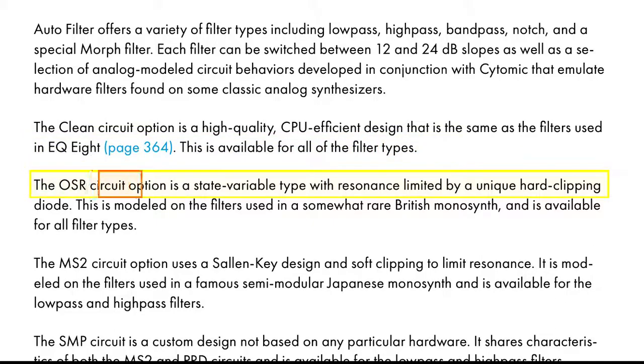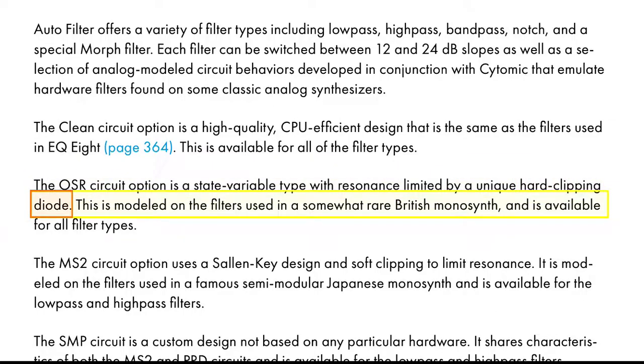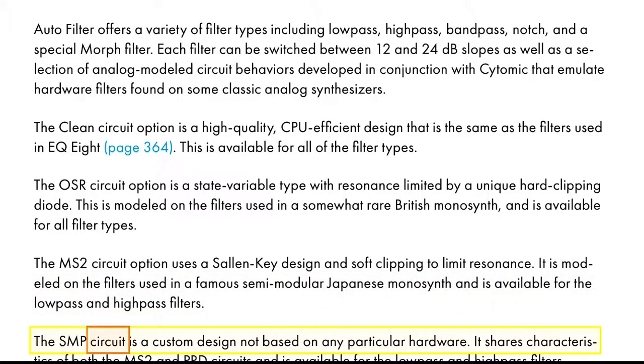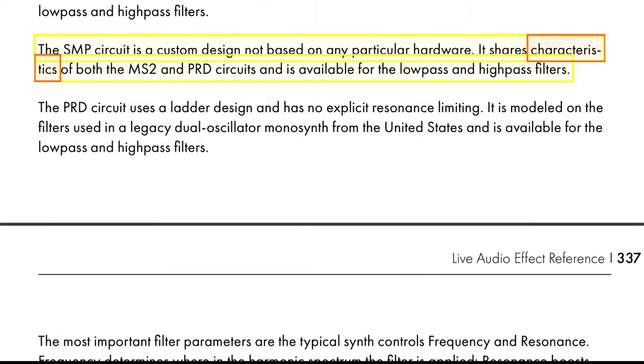The OSR circuit option is a state variable type with resonance limited by a unique hard-clipping diode. This is modeled on the filters used in a somewhat rare British monosynth, and is available for all filter types. The MS2 circuit option uses a Sallen-Key design and soft clipping to limit resonance. It is modeled on the filters used in a famous semi-modular Japanese monosynth and is available for the low-pass and high-pass filters. The SMP circuit is a custom design not based on any particular hardware. It shares characteristics of both the MS2 and PRD circuits and is available for the low-pass and high-pass filters.